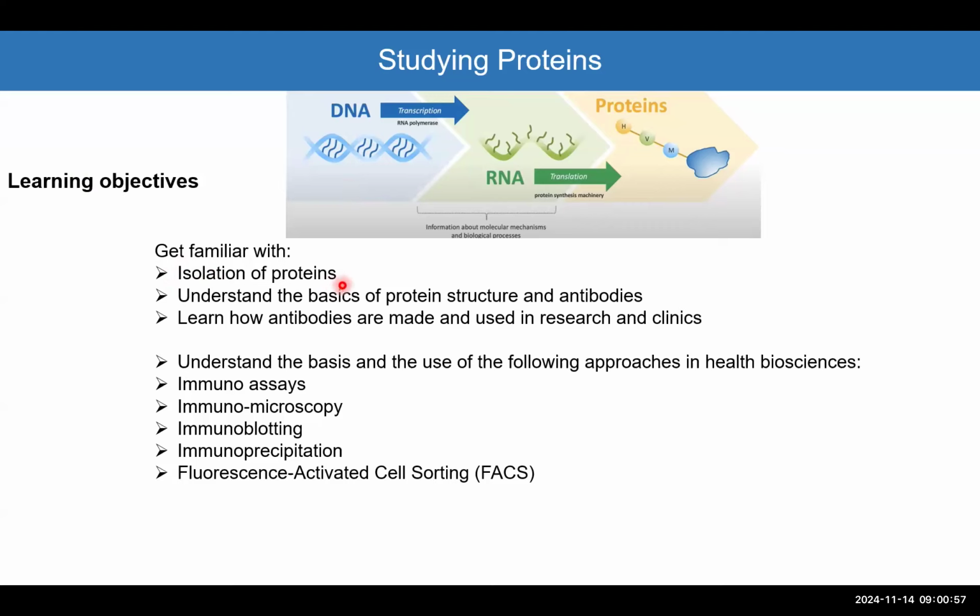So first, we are already familiar with isolation of proteins. We discussed how we homogenize a tissue or cells, and then how we isolate the proteins. Depending on the protein types, we will be choosing whatever buffer is needed. Then the second step would be to understand the basics of the protein structure and particularly the antibodies.